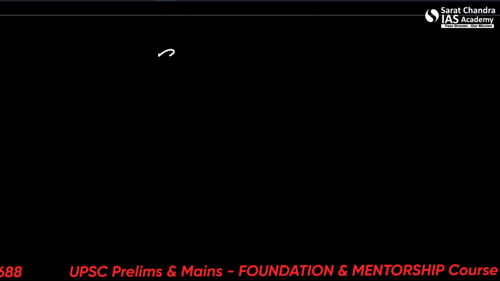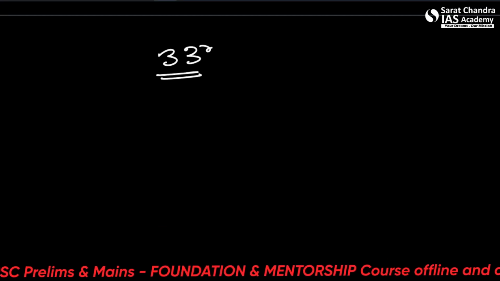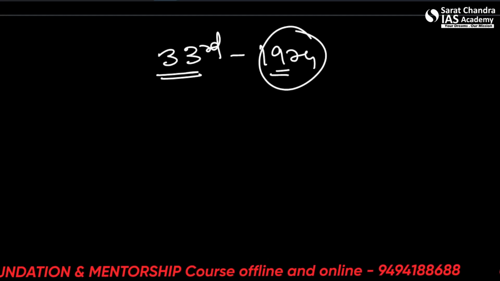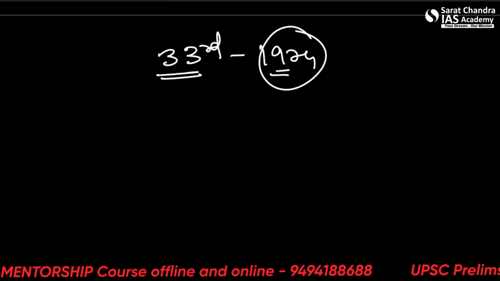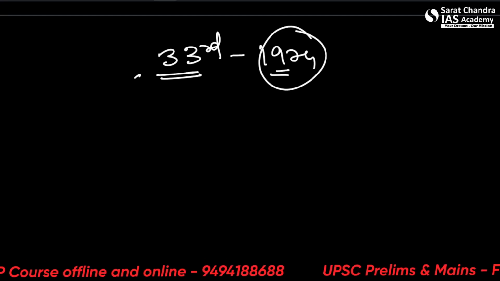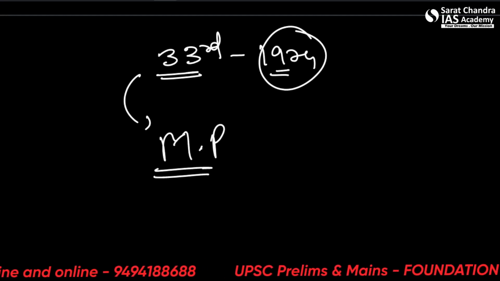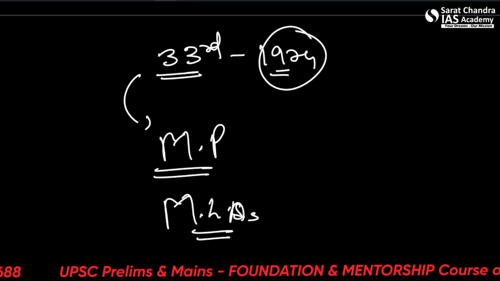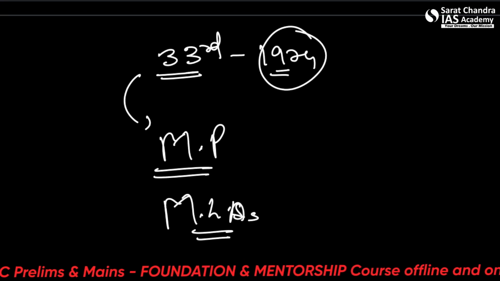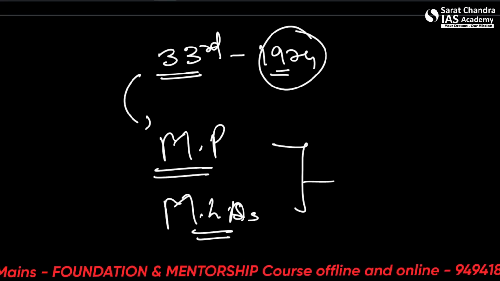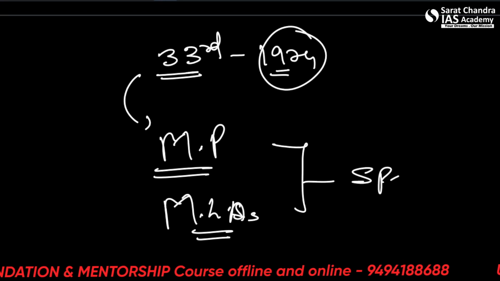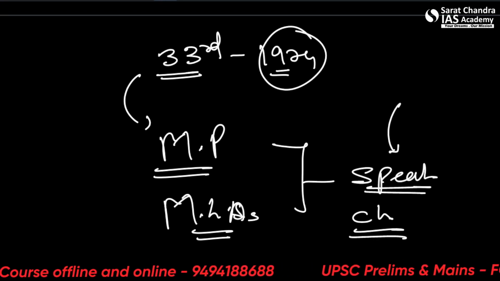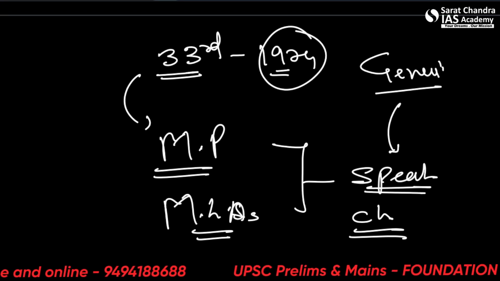Next is the 33rd Amendment of 1974. So what did it do? It amended Articles 101 and 190 to provide that the resignation of a Member of Parliament, MP, and the MLAs may be accepted by the Speaker or Chairman only if he is satisfied that it is voluntary and genuine.